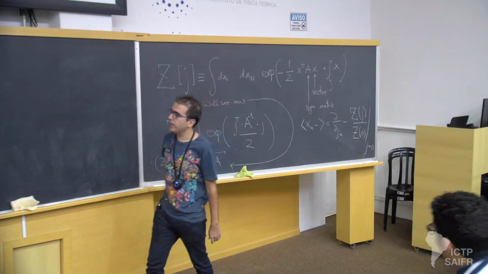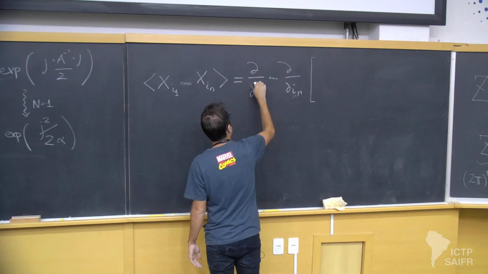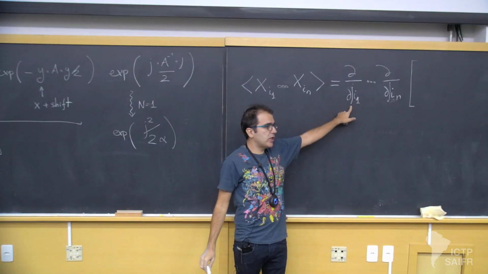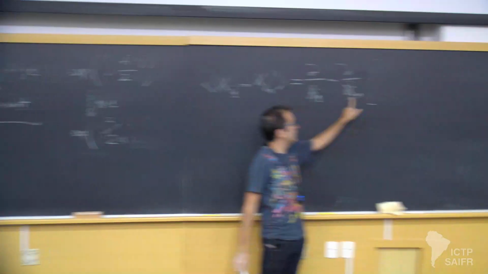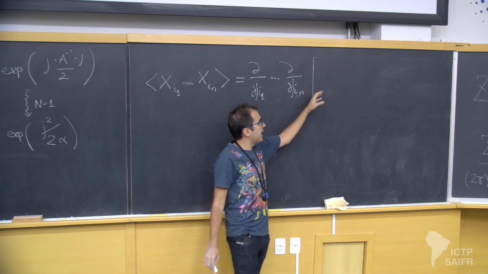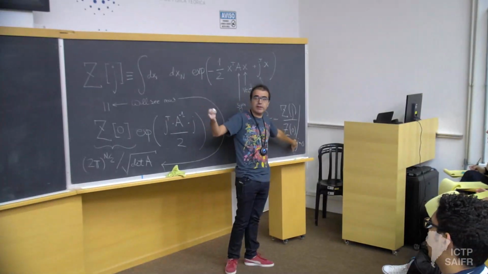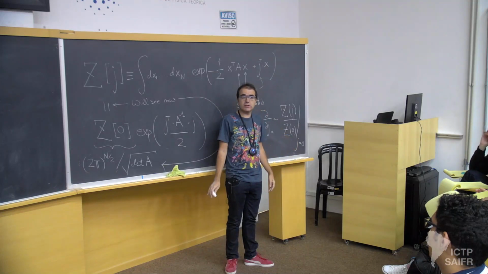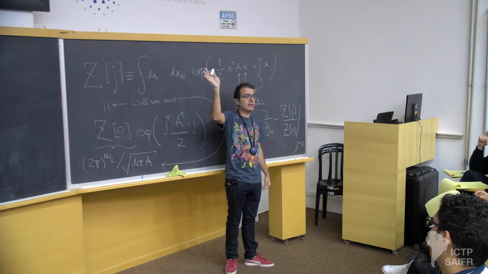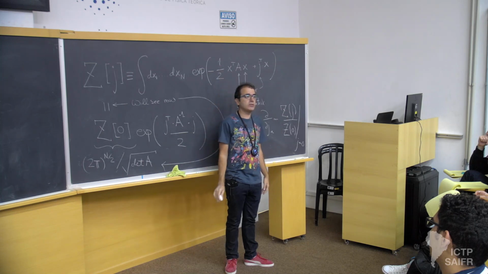I forgot the j, right? You agree? Derivative with respect to j index i1, derivative with respect to j index in. Is it okay, everyone? And then after taking the derivatives, I will put j to 0, because each derivative brings down an x from the original definition. I just take the derivatives with respect to j to bring down the x's, and then I put j to 0, because j was just there so that I could take these derivatives.